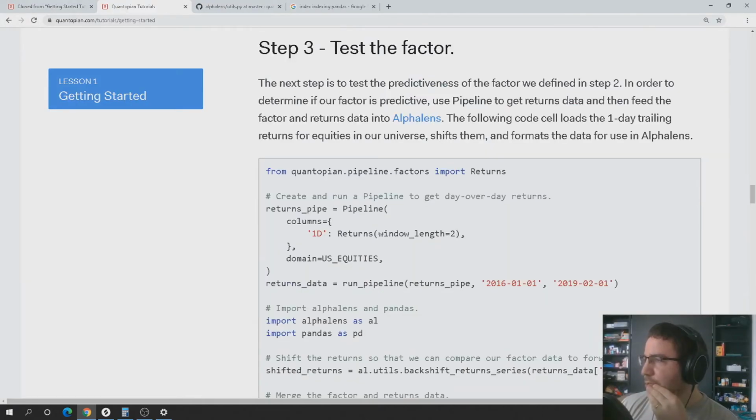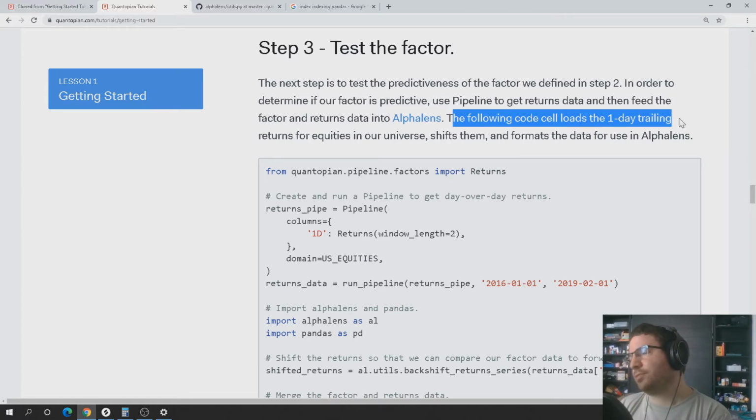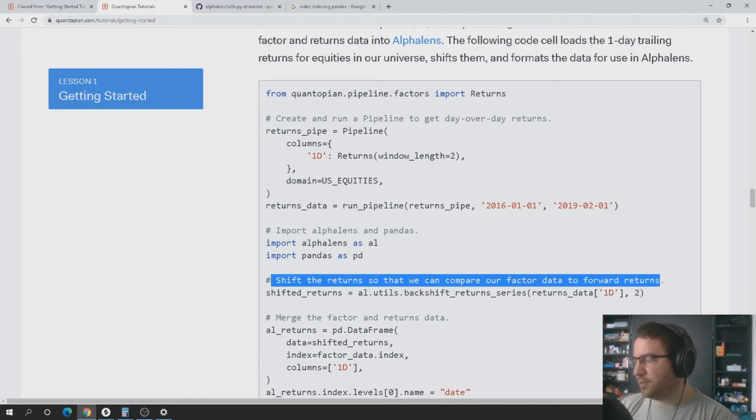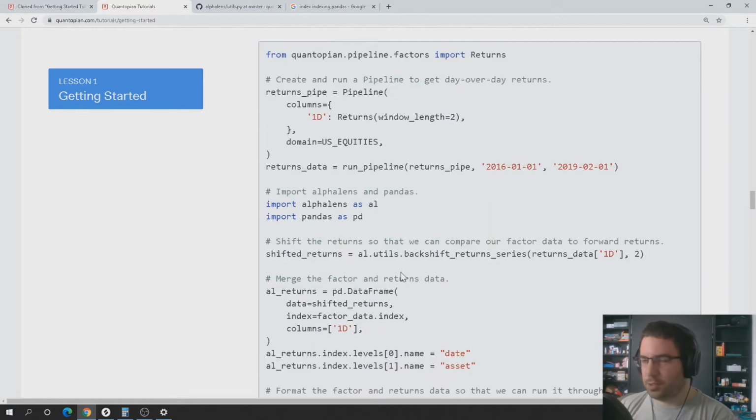So the clue, I think, is here. The following code loads 1 day trailing returns, shifts them and formats the data, and in the comment it says they're shifted to the forward return. So a forward return is the return I'm going to get if I invest today. The trailing return is, if I had invested yesterday, what will I now be banking?